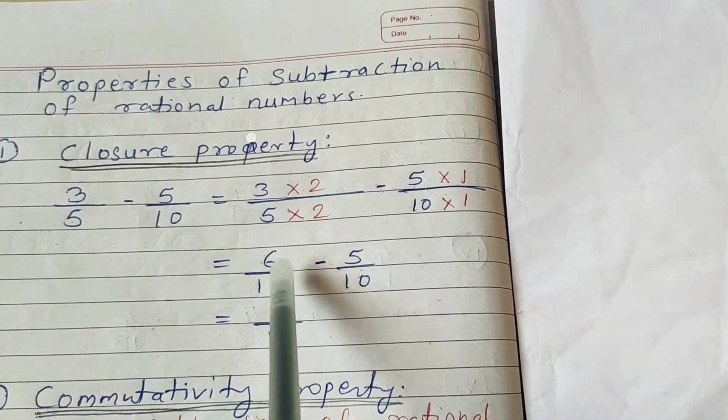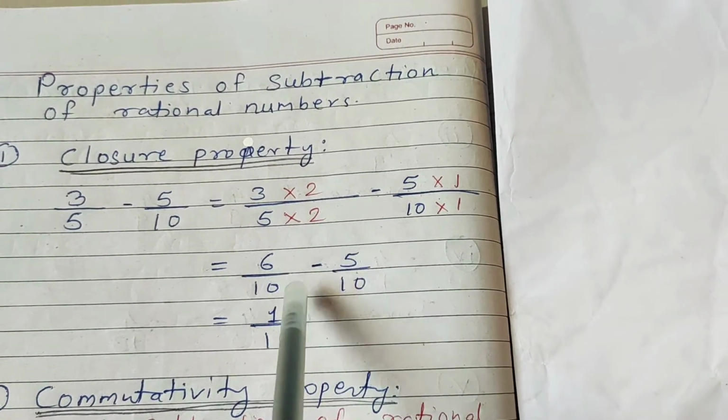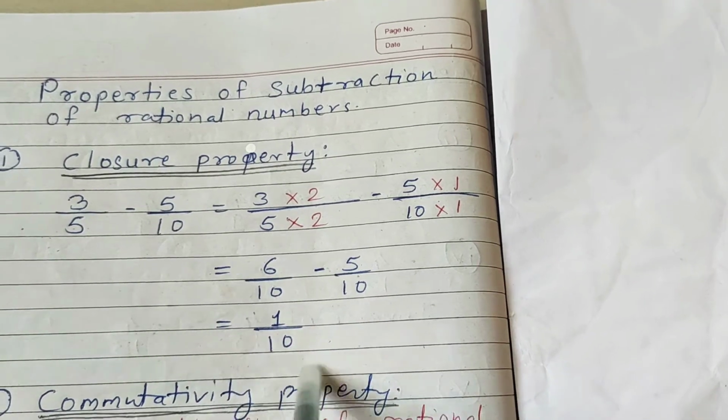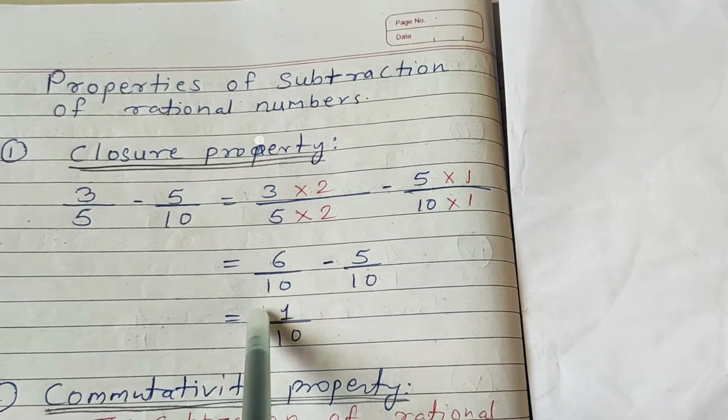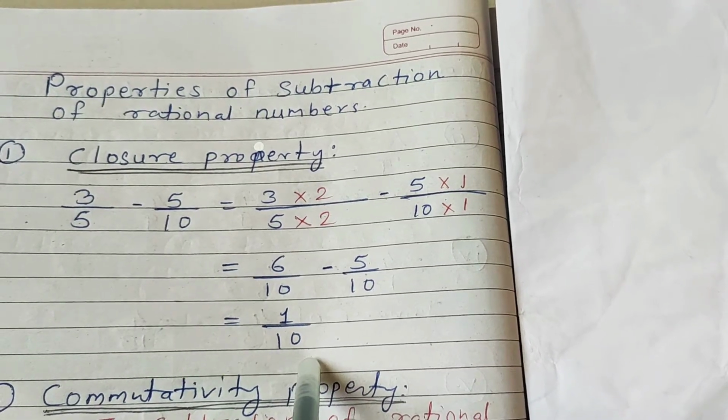3 twos are 6, 5 twos are 10. Minus 5 upon 10. 6 minus 5 is 1 upon 10. So we can say that 1 upon 10 is a rational number because we can express it in the form P upon Q, where Q, the denominator, is not equal to 0. Got it?